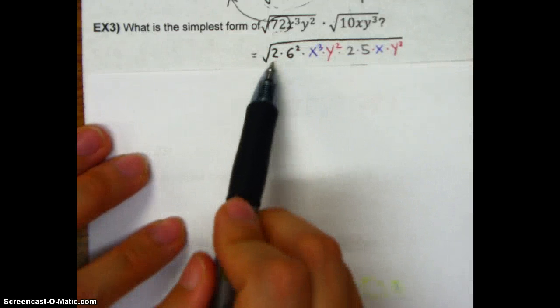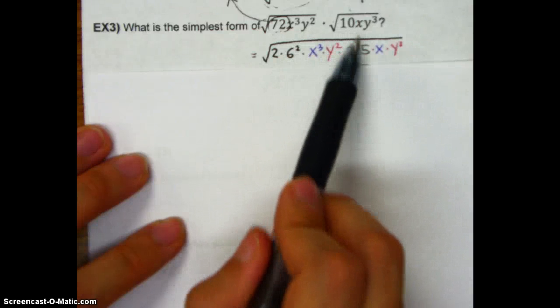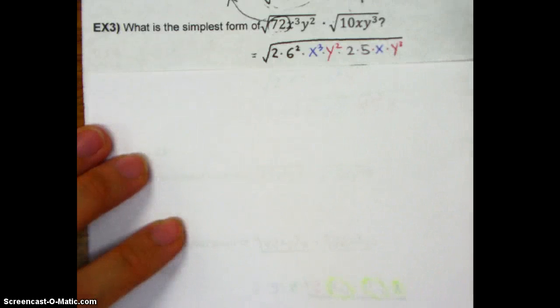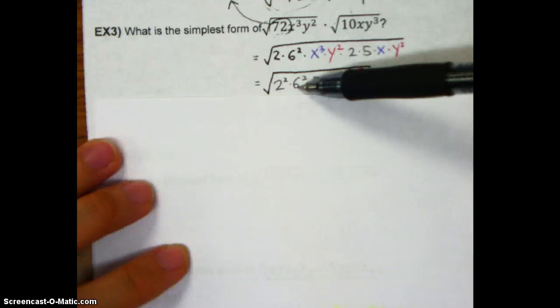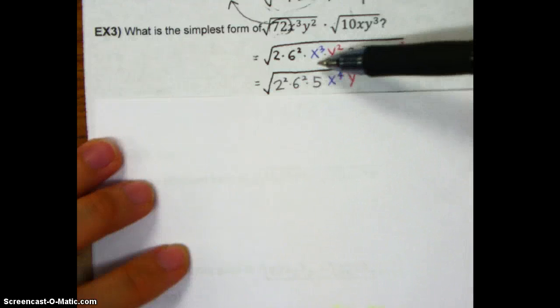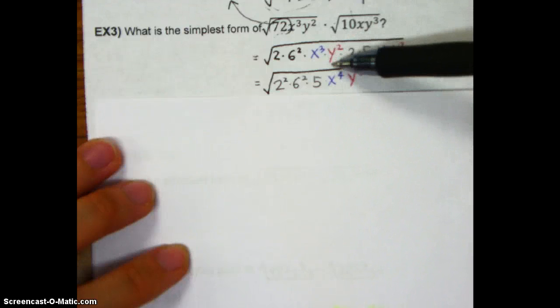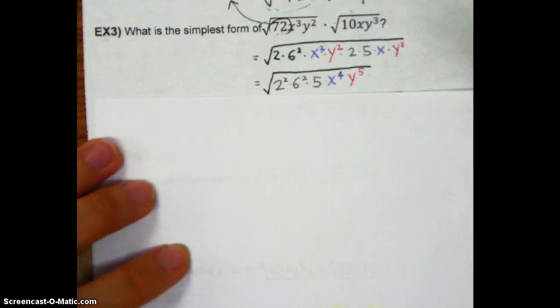So 72 is basically 2 times 6 squared. We have x cubed, y squared, times 10, which is just 2 times 5, x, y to the third power. So now we have numbers and variables. We can just combine these numbers. So we have 2 times 2 becomes 2 squared, and then we have 6 squared times 5. Now we can combine the variables. x cubed times x to the first becomes x to the fourth. y squared times y cubed equals y to the fifth power.